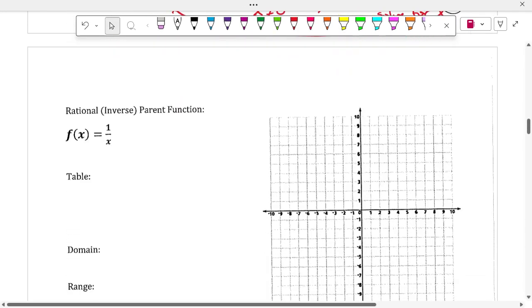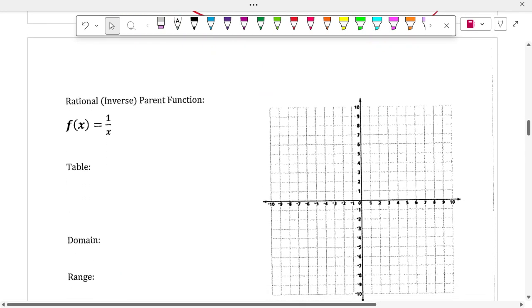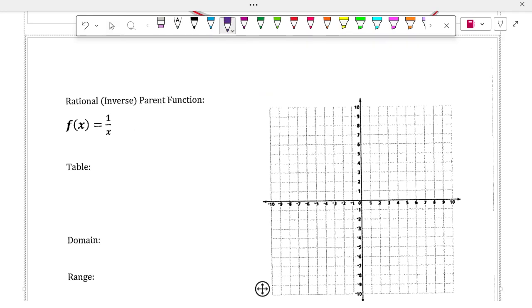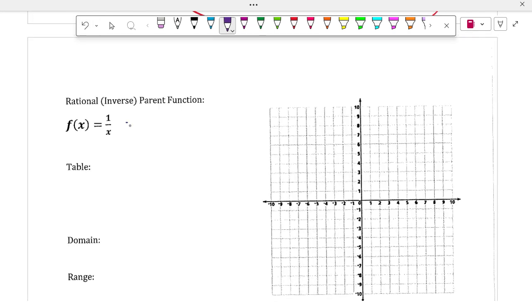So, let's look at the next one. Let's say we're going to graph this function. If we were to make a table, what's definitely the value that we cannot have for x? Right. x can absolutely not equal 0. So whatever value we pick, it just can't be 0. If we had 0 in our table, it would just be undefined. It wouldn't even be graphed.